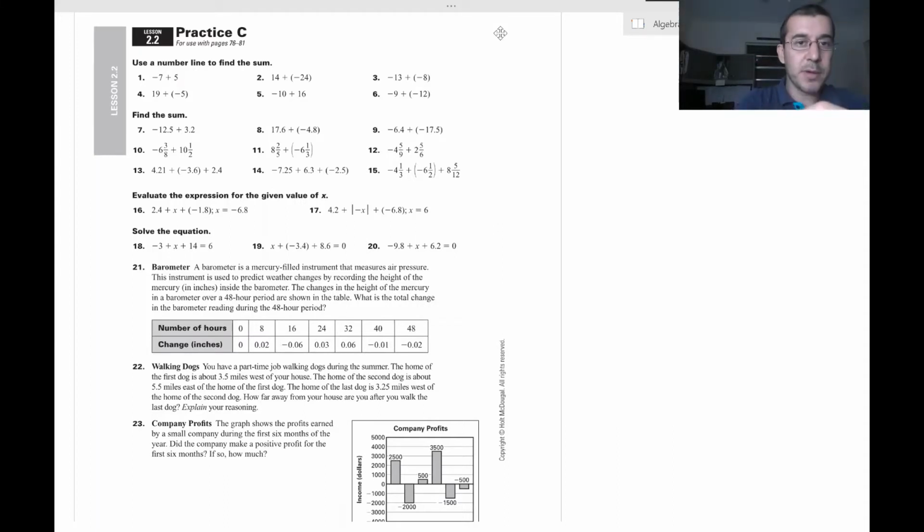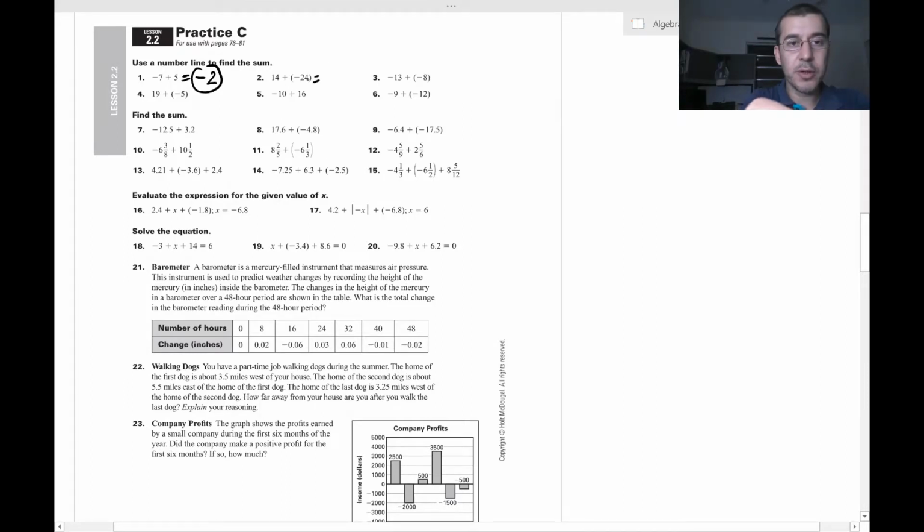So 1 through 6, 7 or 5, which one is bigger? 7 is bigger. So the sign will be minus, and then 7 minus 5 is 2. So minus 2 is the answer for number 1. Number 2, we are adding one positive and one negative number. Which one is larger, 24 or 14? 24 is larger, so minus is the sign before 24, so it's minus, and then 24 minus 14 is 10. So minus 10 is the answer for 2.